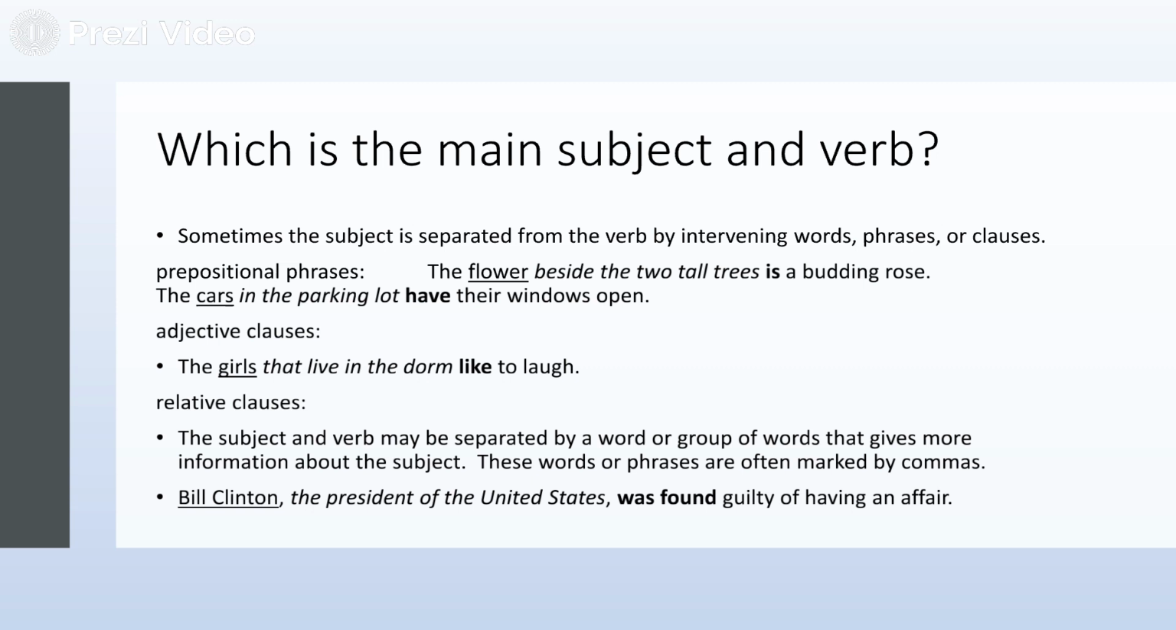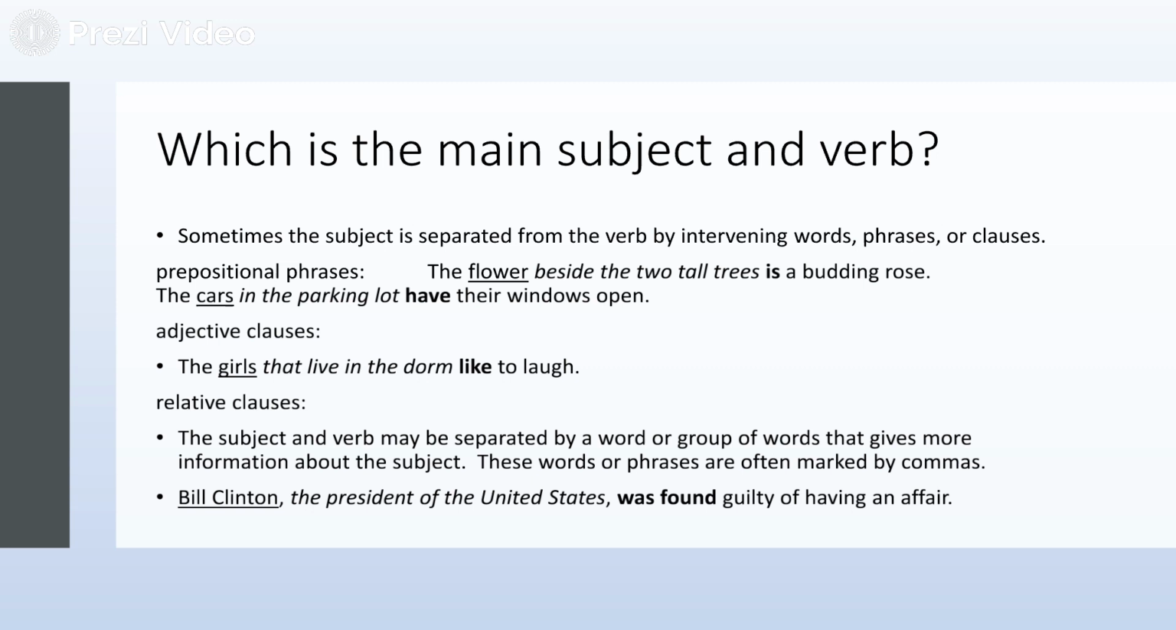We can look at adjective clauses. Now, an adjective clause tells us more about the subject. The girls that live in the dorm like to laugh. Who or what is this about? The girls. Is it singular or plural? It's plural. What's my main verb? Like. So, the girls like to laugh. They like to laugh.